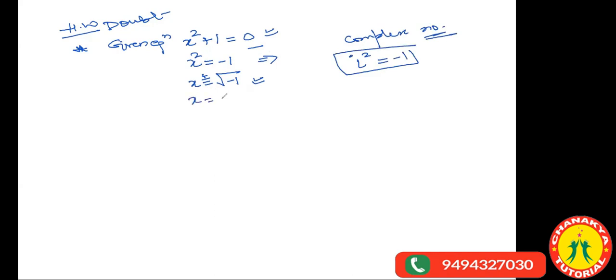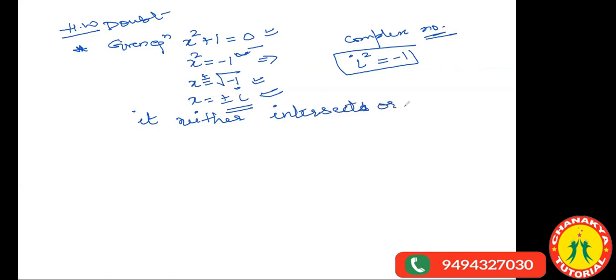So the value of x will be plus minus iota. So no need to write all the things. Just write here that when x square comes in negative value, then it neither touches nor intersects the x-axis. Clear? It neither intersects or touches the x-axis. Clear this thing, children?